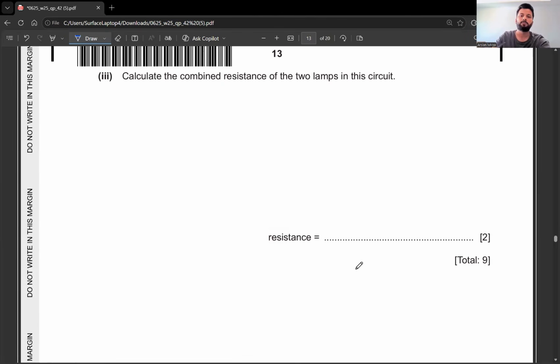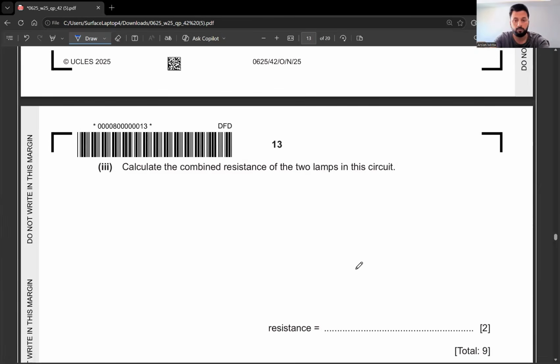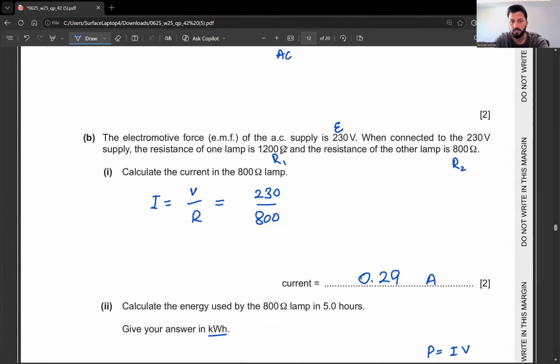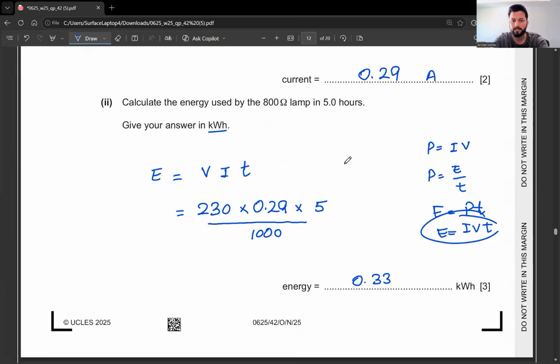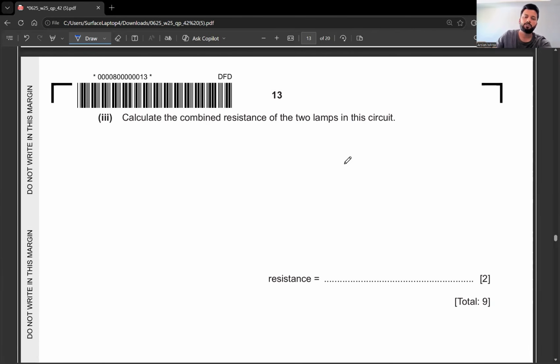Calculate the combined resistance of the lamps in the parallel circuit. So the first resistance is 1200, the second resistance is 800. What is the equation to calculate the combined resistance in a parallel circuit? That is 1/R equivalent is equal to 1/R1 plus 1/R2. This is the equation we use in parallel combination.